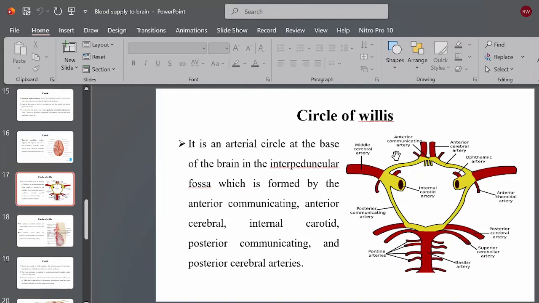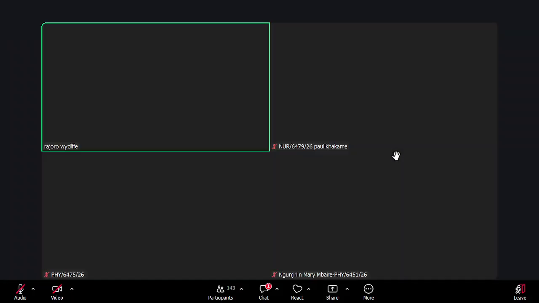Then, this is your assignment. Go and draw a well-labeled diagram of circle of Willis and write some notes. Then I'll pick those notes on Friday. Do you have the class rep for both physiotherapy and nursing? Yes. So I want you to do the assignment. You collect it, then I'll pick them on Friday. Is that okay?